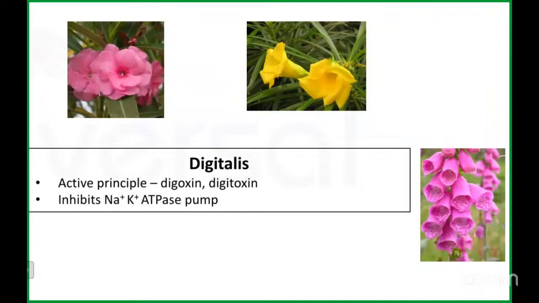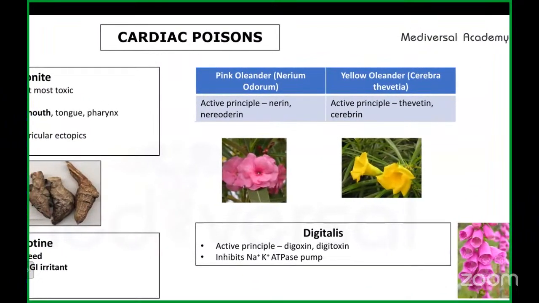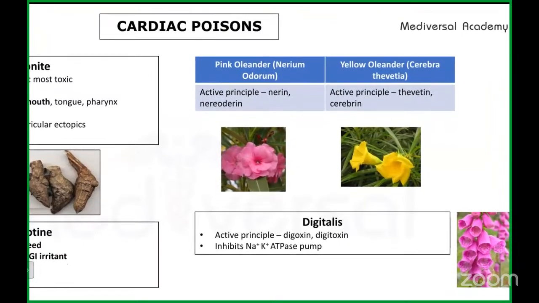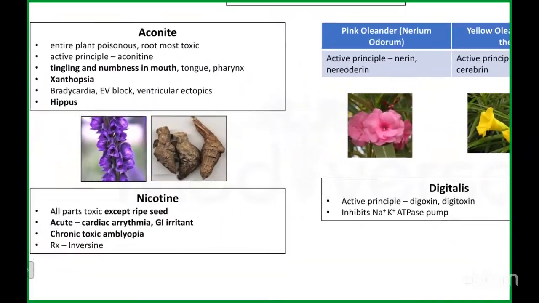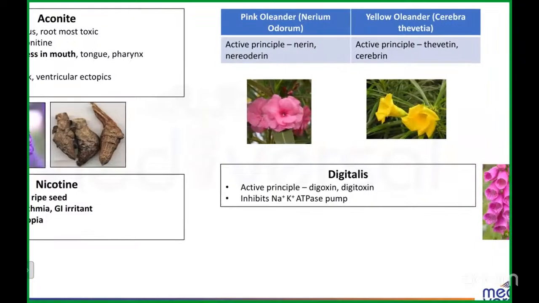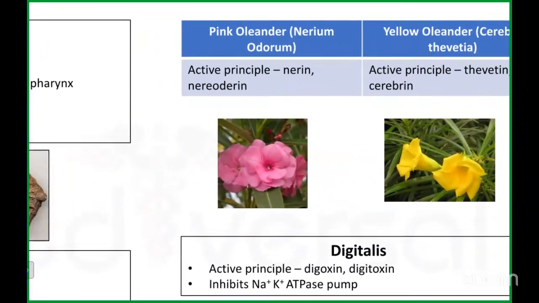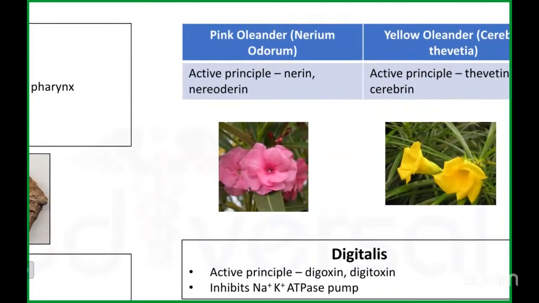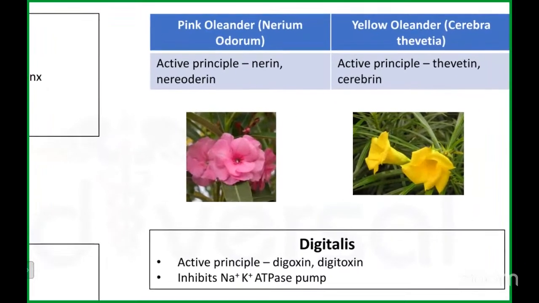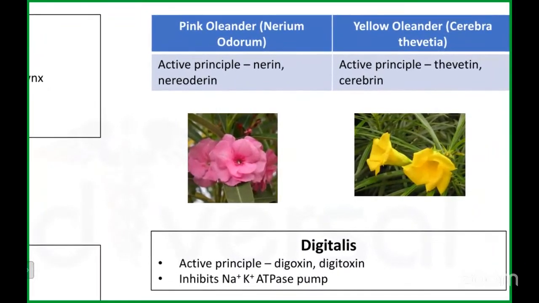It inhibits the sodium potassium ATPase pump, and the other mechanisms are something which I'm very sure you're aware of from your pharmacological knowledge. DONA, as I said, has a car: D for digitalis, O for oleander, N for nicotine, and A for aconite. When I talk of oleander, you have two forms of oleander. The names have been asked. One is pink, one is yellow. The scientific names, unfortunately, have been asked here. So pink oleander is Nerium odorum, whereas yellow is Cerbera thevetia. The active principle in yellow oleander is cerberin or thevetin, whereas for pink oleander, it is nerium.